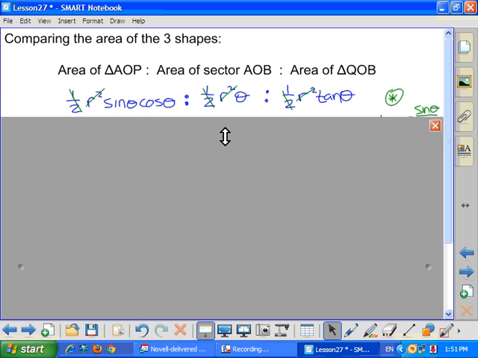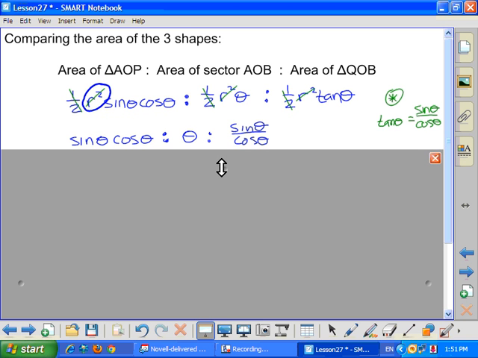I wrote the original three areas out, and when you look at them, each one had a 1/2, and each one had an R squared. Because they're common to all three, I can cancel them out. The R squared all cancel out, and we get it reduced down to just sine theta cos theta, just theta for the middle ratio, and the last term is going to be sine theta over cos theta.